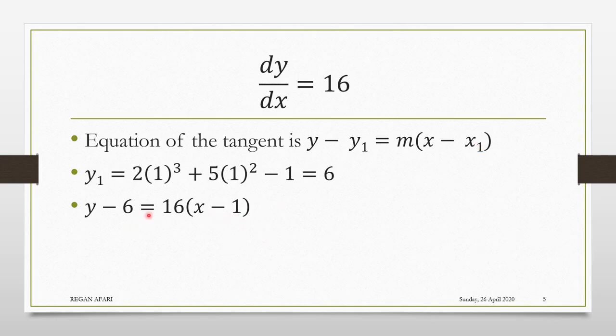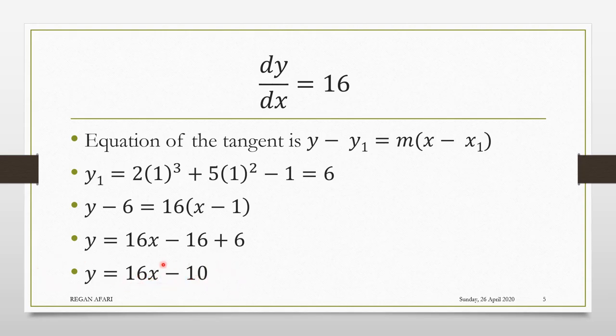Then we will simplify this. 16 times x is 16x, 16 times negative 1 is negative 16. This is minus 6, so it becomes positive 6 here. And then we simplify. So we have y is equal to 16x minus 10. So this is the equation of the tangent. You see, very, very simple.